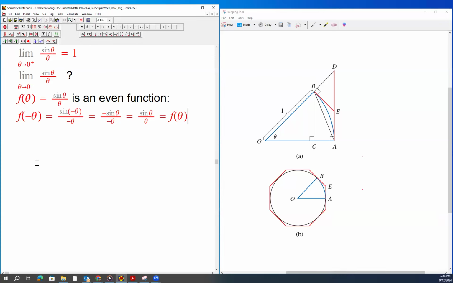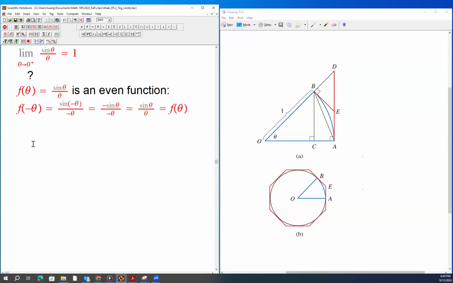If f of theta is an even function, when we consider the limit from smaller, we can do a little substitution. We're going to make a little substitution. We're going to assume, say, alpha equals to, let me put it this way, not make it too complicated.